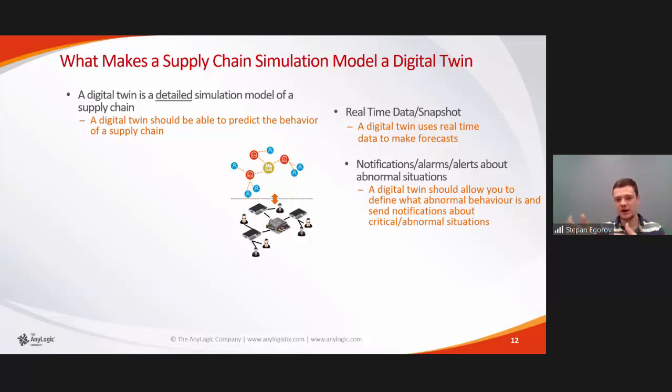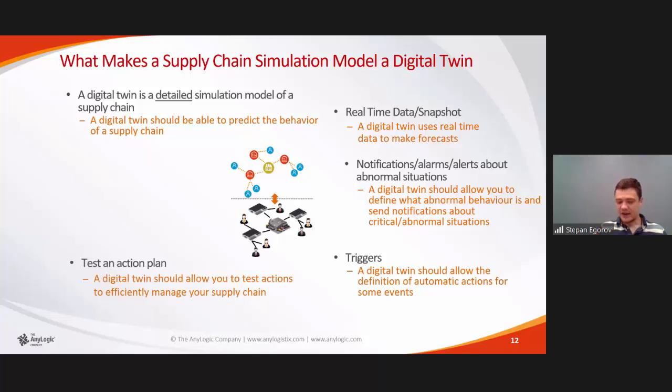Like, for example, if the forecast shows you that we'll be running out of stock soon, you'll have to be able to receive these alerts to make changes to the structure, to test some what-if scenarios and make the changes required. Triggers, again, are some if-then actions, like if the disruption occurs, run the optimization, just as I showed in the previous slide.